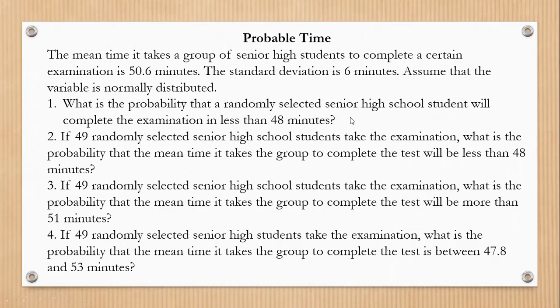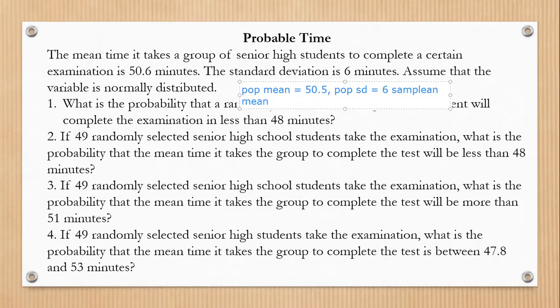in less than 48 minutes? As stated in the steps, you need to identify what are given in the problem. So what are those given in the problem? Okay, so first we have the population mean, which is equal to 50.6. The population SD equals 6. And so what is this 48 minutes? The sample mean equals 48.